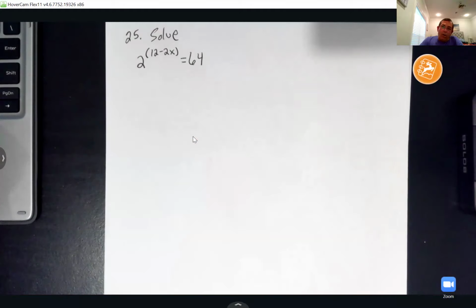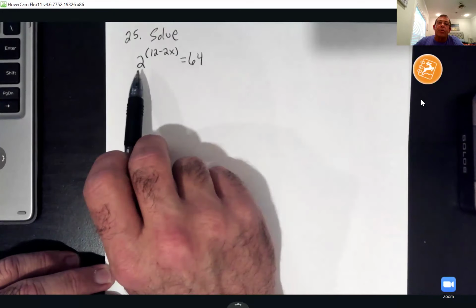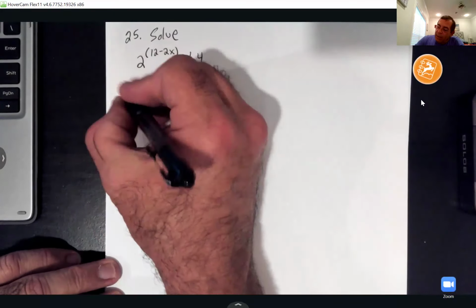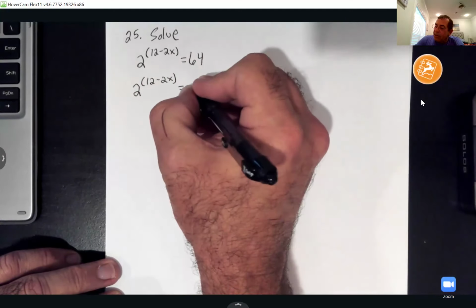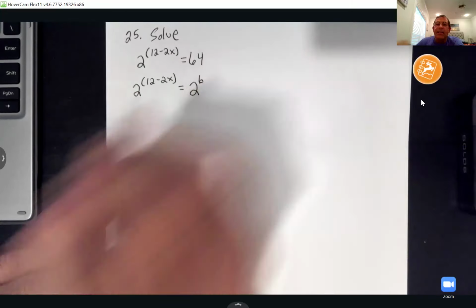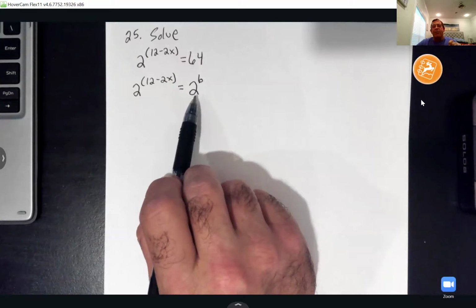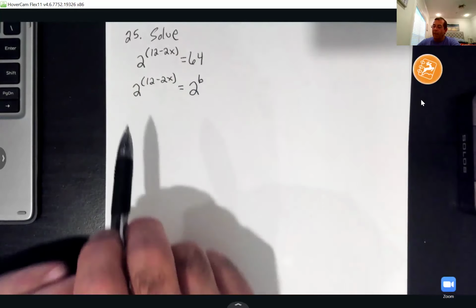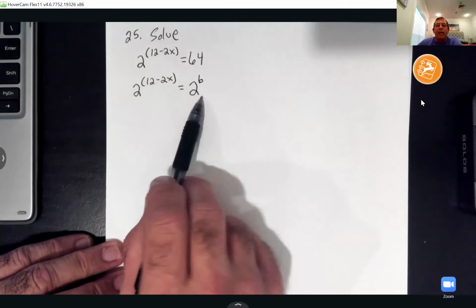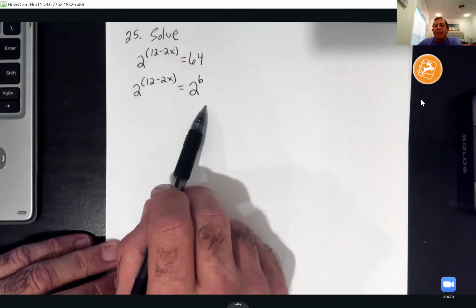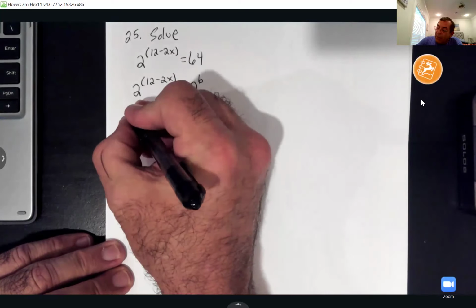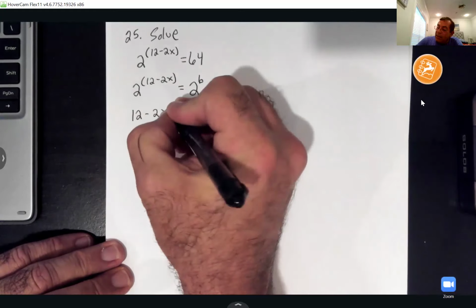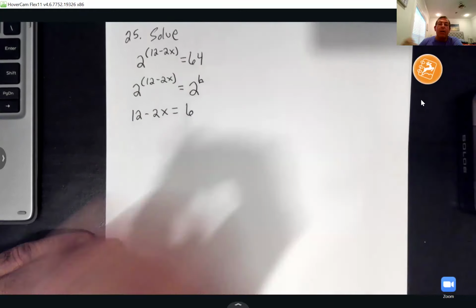64. So y'all, on this one, we're going to be able to rewrite your number using the same base they're giving you. So I'm going to bring down my 2 to the 12 minus 2x. That's going to equal 2 to the 6th power. 2 times itself 6 times equals 64. So you're going to rewrite them using the same base. Then, since the bases match, that means the exponents have to be equal. So at that point, your 12 minus 2x has got to equal that exponent of a 6.